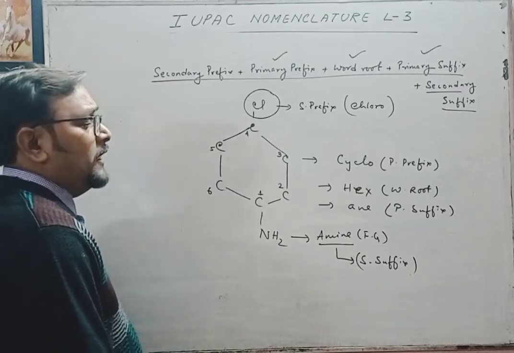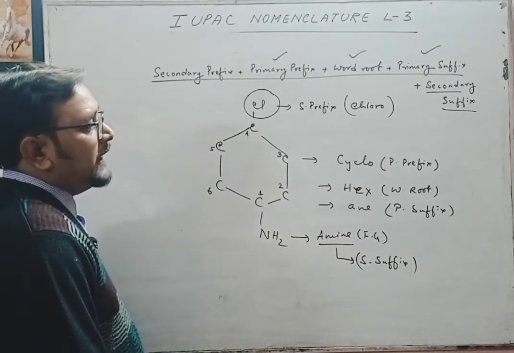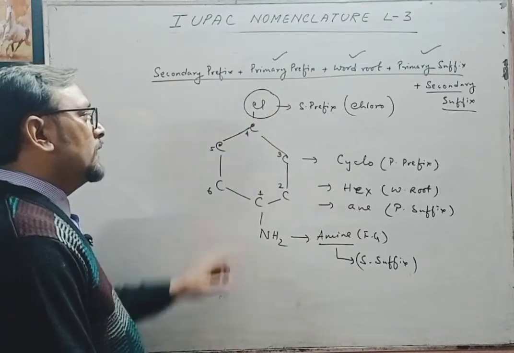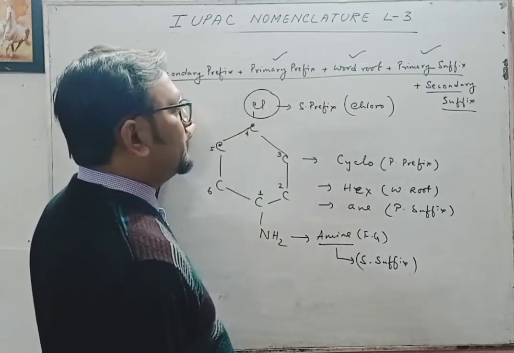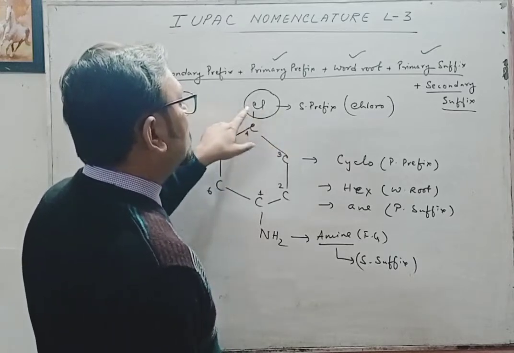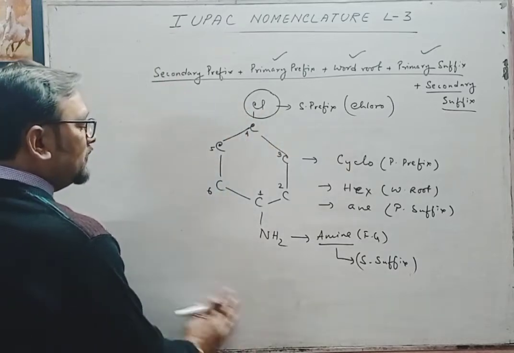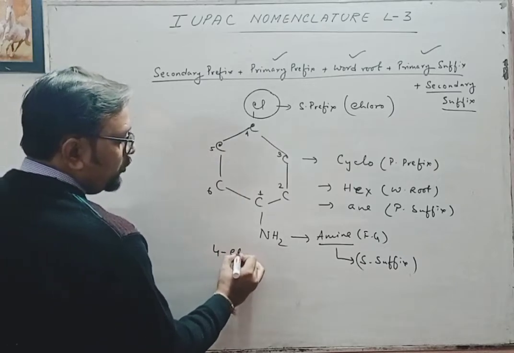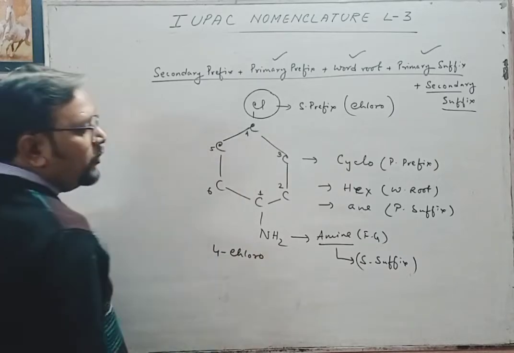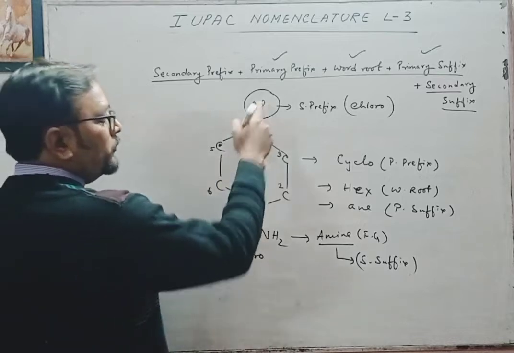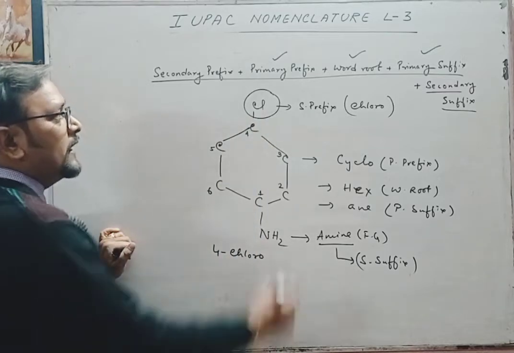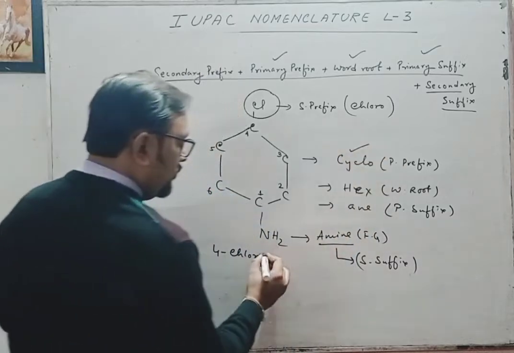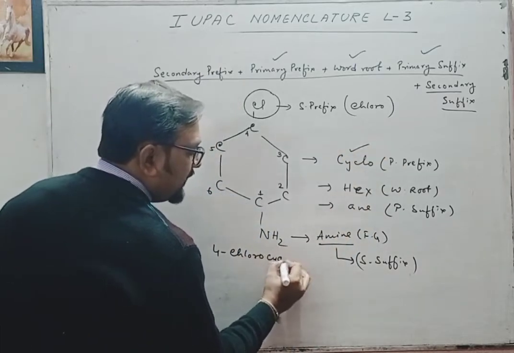Now, imagine that you have to name it in this format. Then how will you do it? We have to start with the secondary prefix, isn't it? So what is the secondary prefix here? Chloro. So I'll start like this: 4-chloro, because in the fourth position chloro is there. After that, primary prefix. Now what is the primary prefix? Cyclo. I will write cyclo.